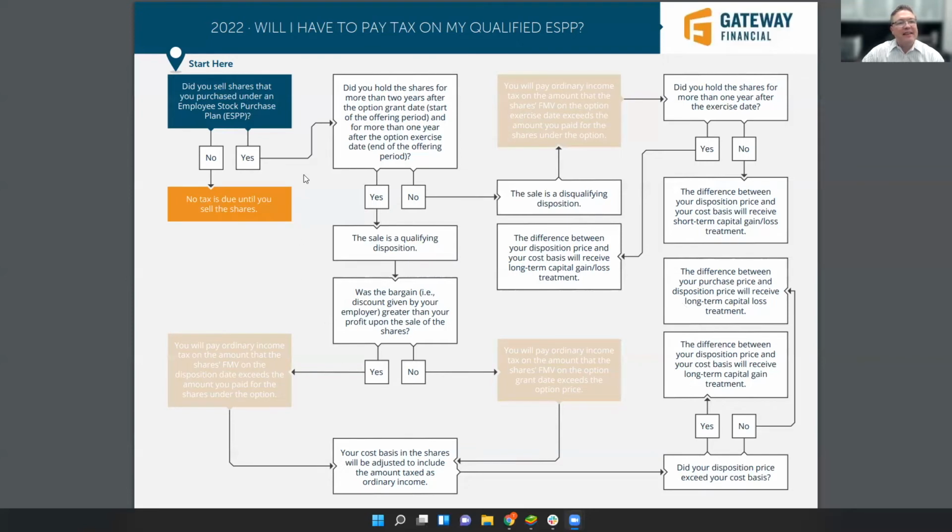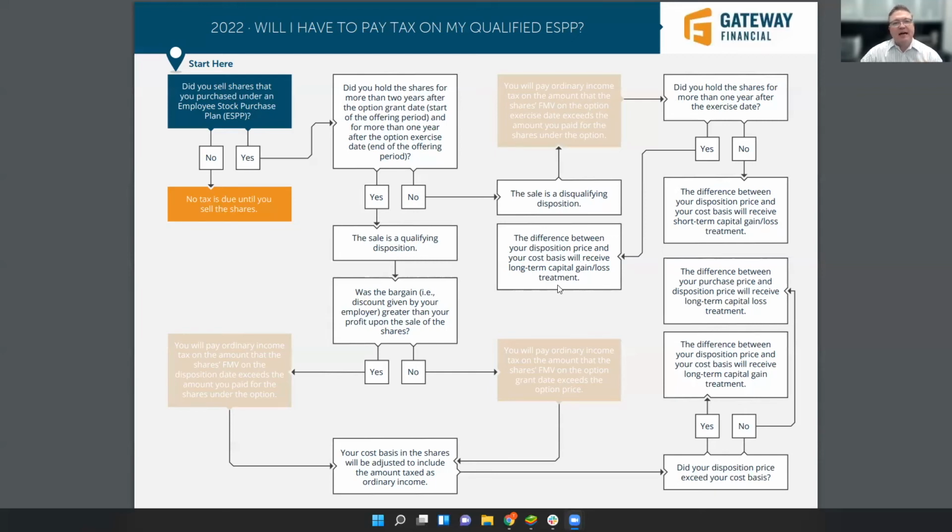Now, obviously, if we'd taken the other route through here that we did not exercise properly, the sale is a disqualifying disposition. You will pay ordinary income tax in the amount the share's full market value on the option exercise date exceeds the amount you paid for the share under the option. And did you hold the shares for more than 1 year after the exercise date? If not, the difference between your disposition price and your cost basis will receive a short-term capital gains or loss treatment. And if the answer is yes, it will receive a long-term capital gains or loss treatment.